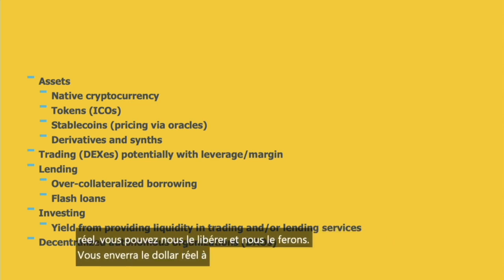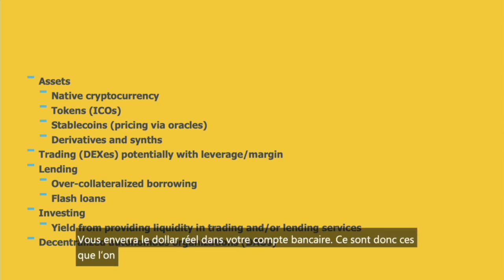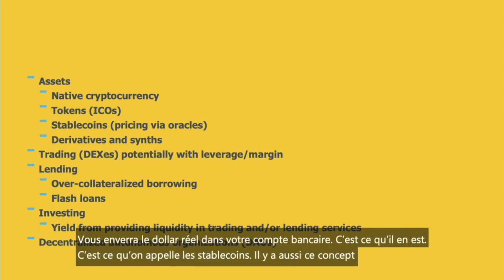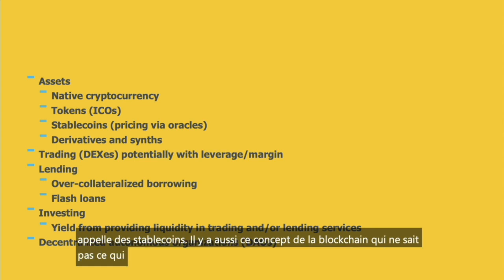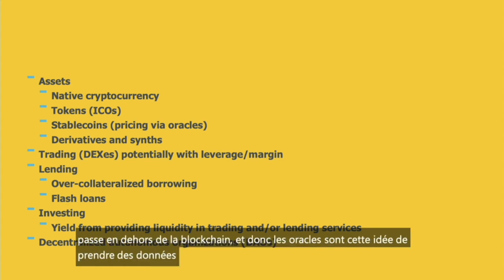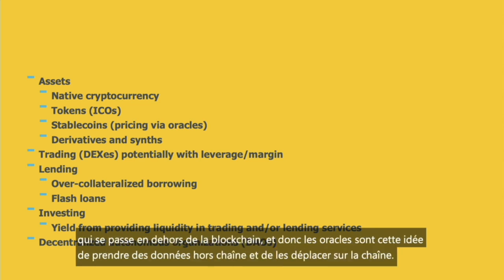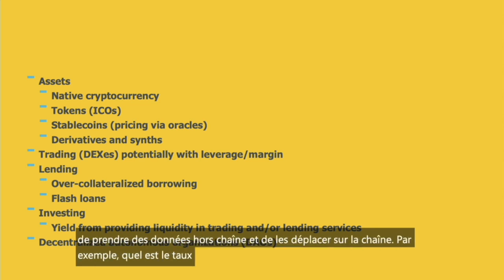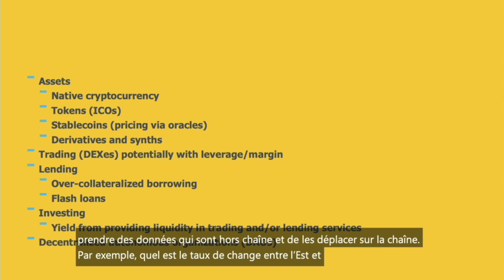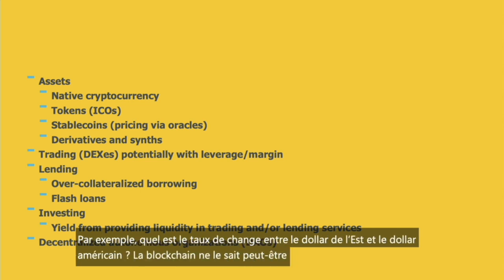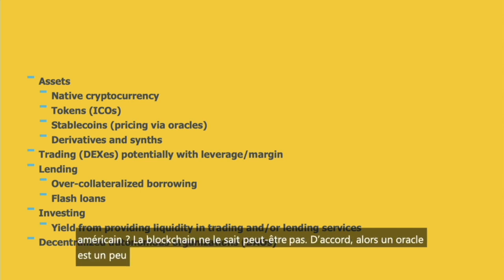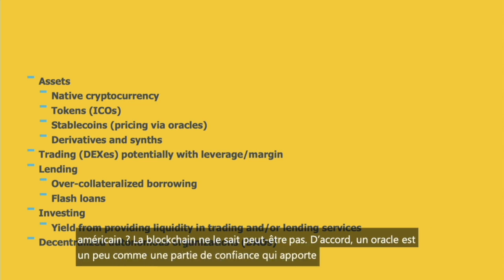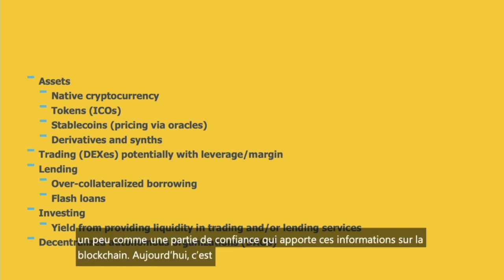So these are called stable coins. There's also this concept of the blockchain doesn't know what's going on outside of the blockchain. And so oracles are this idea of taking data that's off-chain and moving it on-chain. So for example, what's the exchange rate between ETH and US dollars? The blockchain may not know that. Okay, so then an oracle is kind of like a trusted party that brings that information onto the blockchain. Now they have the rate, then they can set up a market that allows you to exchange.